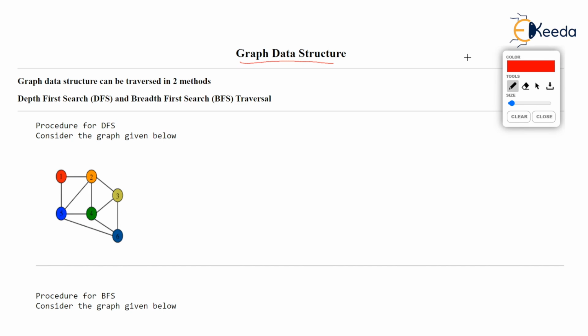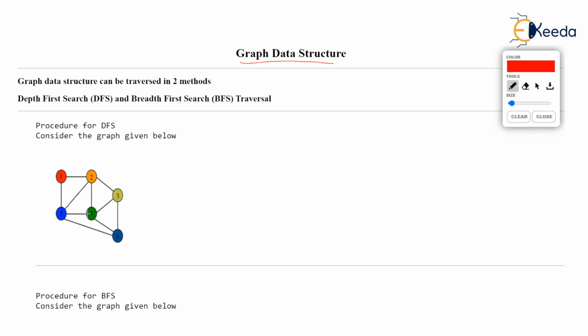Now, given a graph, as you see here, there are 6 vertices in this graph and it is undirected, not weighted. There are no weights to the edges, as you see. None of the edges are having weights and none of the edges are having direction. So this is an undirected and not weighted graph. Now we want to traverse this graph.